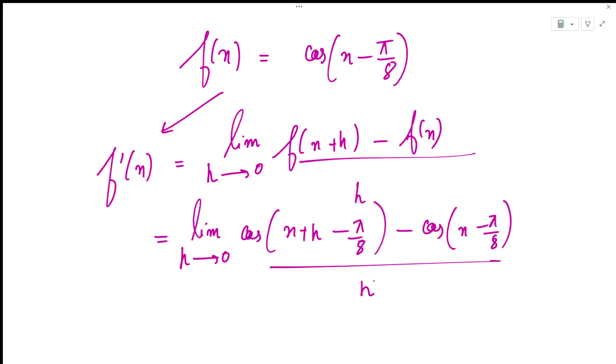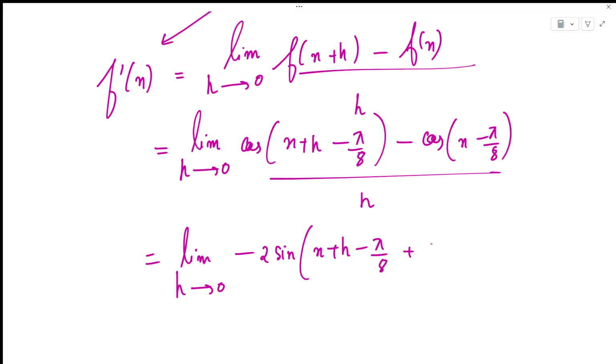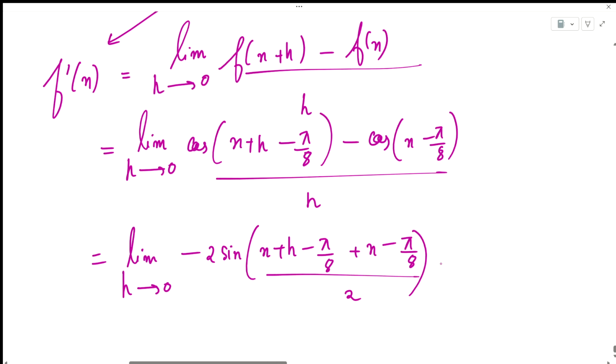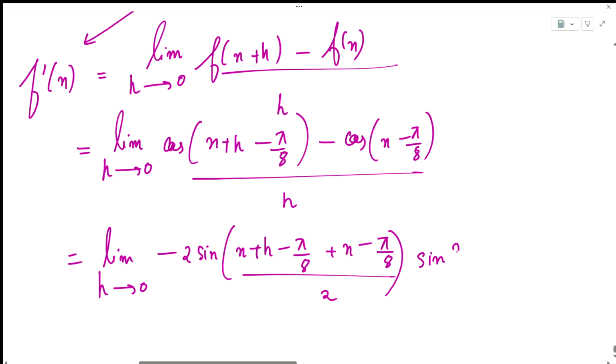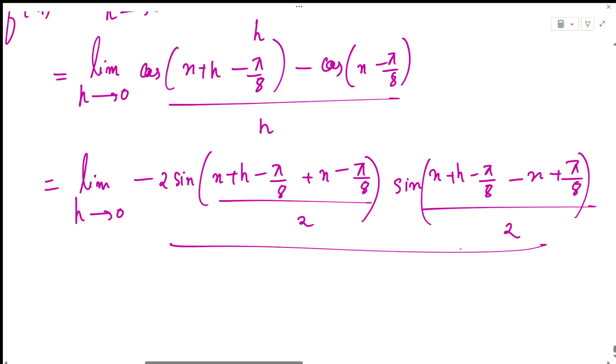So I'm going to apply the formula for cos C minus cos D. If you do so, we will have minus 2 sine of (C plus D) by 2, that is, (x plus h minus pi by 8 plus x minus pi by 8) by 2, and then sine of (C minus D) by 2, that is, (x plus h minus pi by 8 minus x plus pi by 8) divided by 2. And at the bottom I simply have this h.